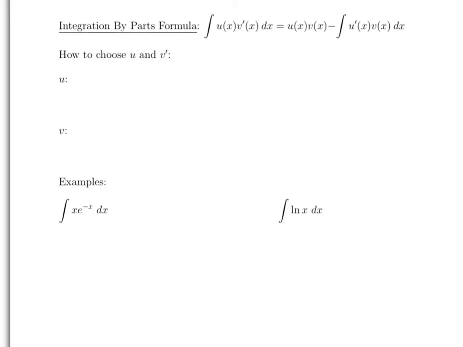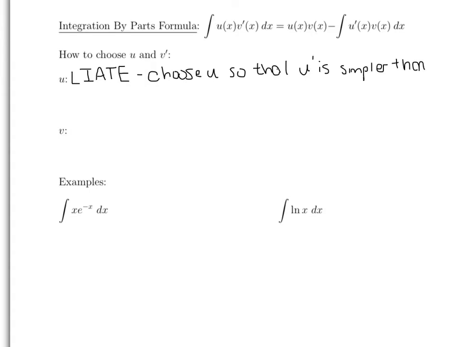Okay, so when choosing a u, there's this abbreviation. I don't know if it comes from your book or from a book I'd used before, but there's this LIATE. It's not a great abbreviation because it's like Liat, I don't know what word this is, but it's something. So I guess you can use that. But you want to choose a u so that u prime is simpler than your original u.